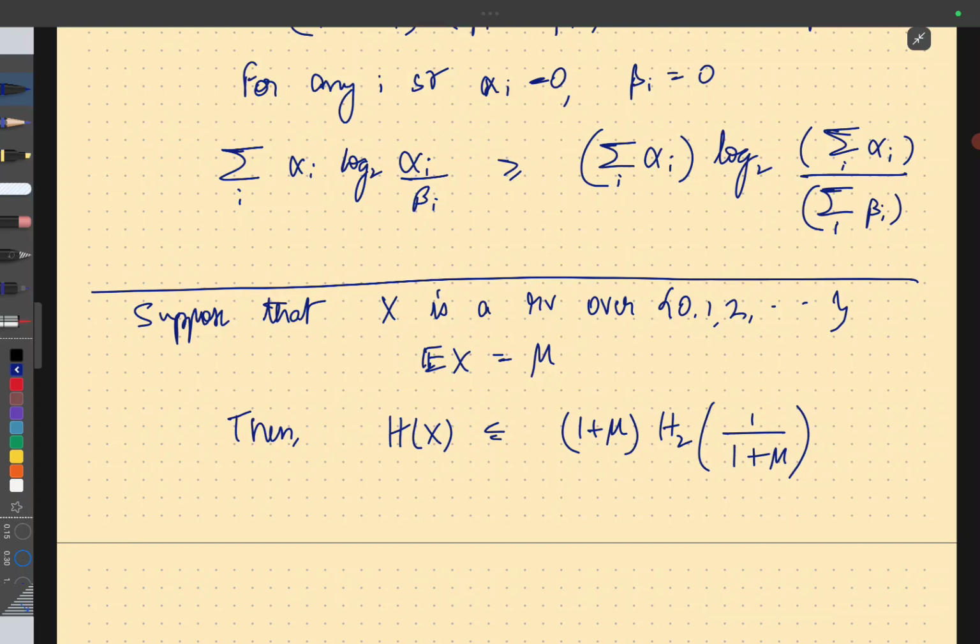Again, the proof is essentially identical to what we did earlier, but you have to be just a little more careful because now the random variable is also allowed to take the value 0.